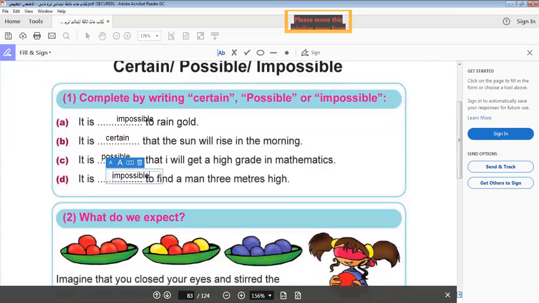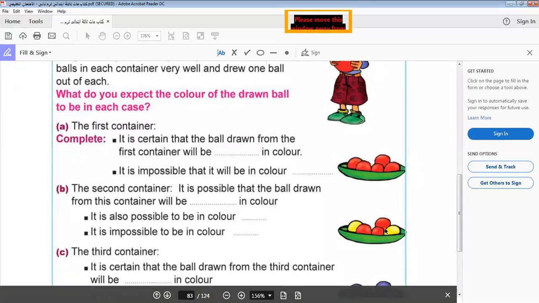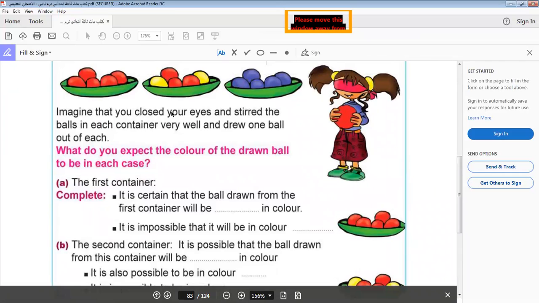Now, question 2. What do we expect? Imagine that you closed your eyes and stirred the balls in each container very well, and draw one ball out of each. What do you expect the color of the drawn ball to be in each case? The first container here, complete.